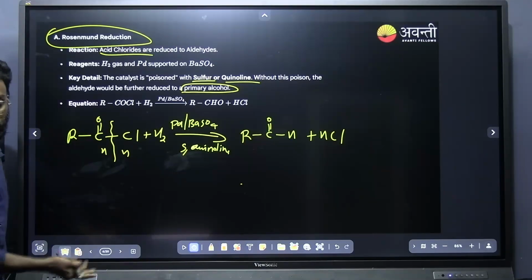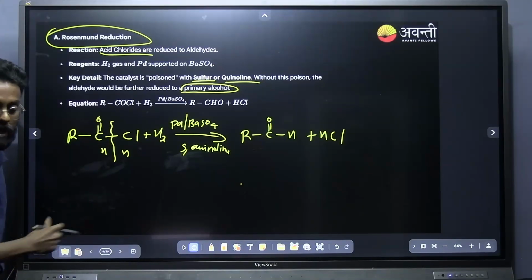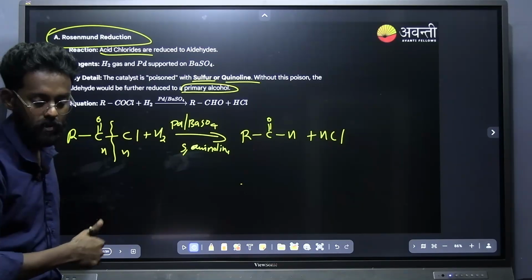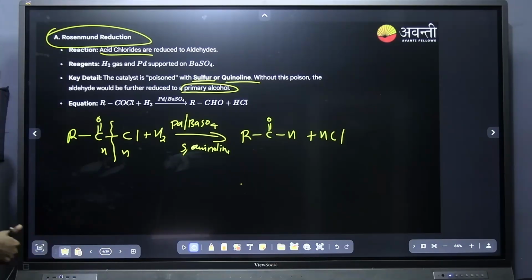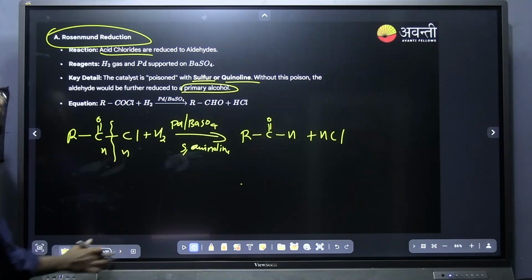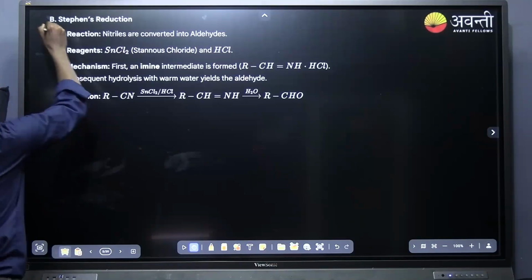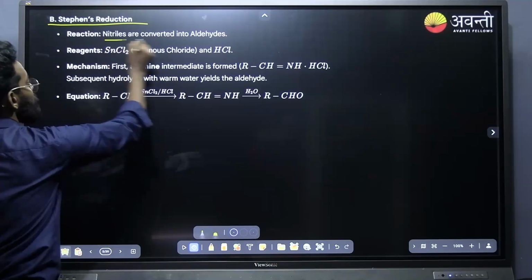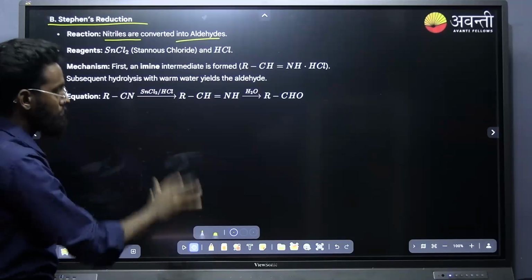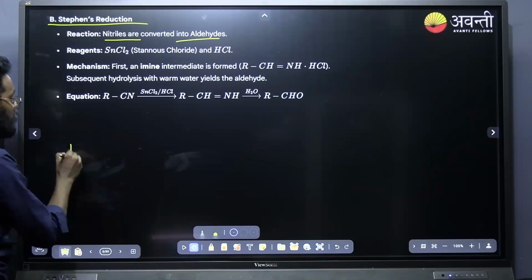We are moving to the next reduction reaction, that is Stephen's reduction reaction. What is Stephen's reduction reaction? It is nitriles being converted into aldehyde. Here we are preparing aldehyde, and how are we preparing aldehyde?